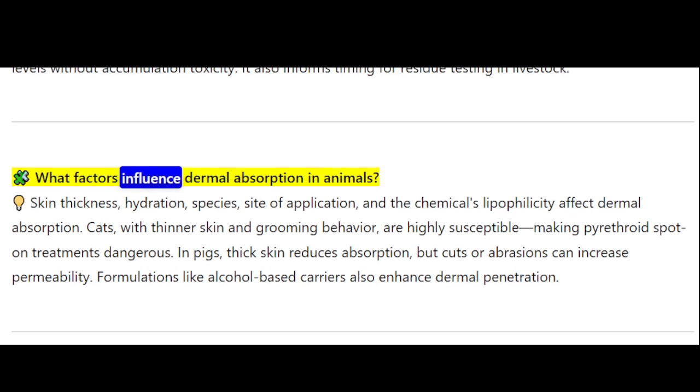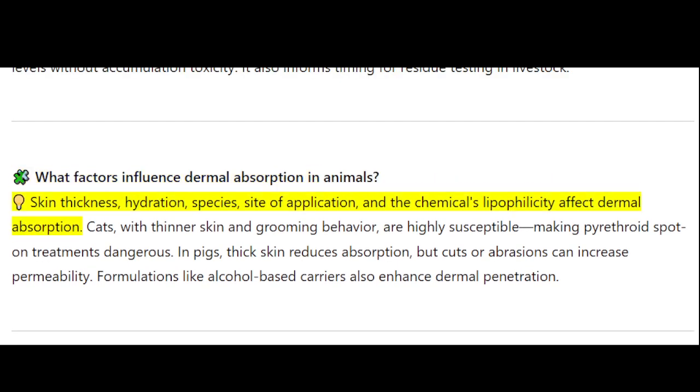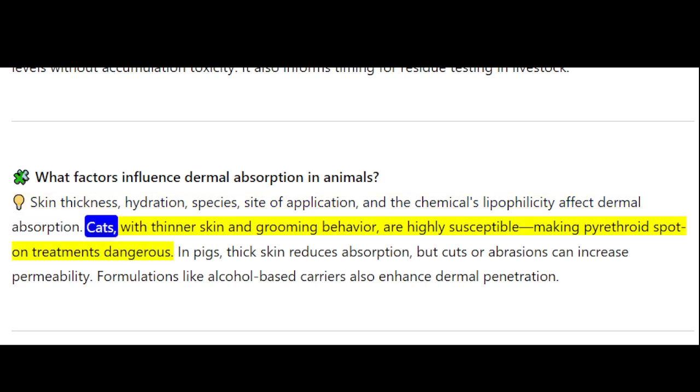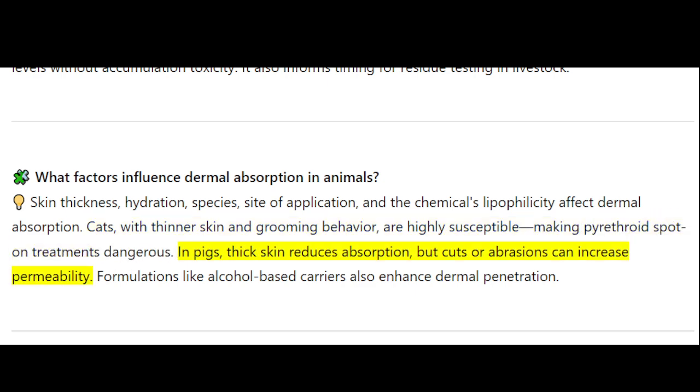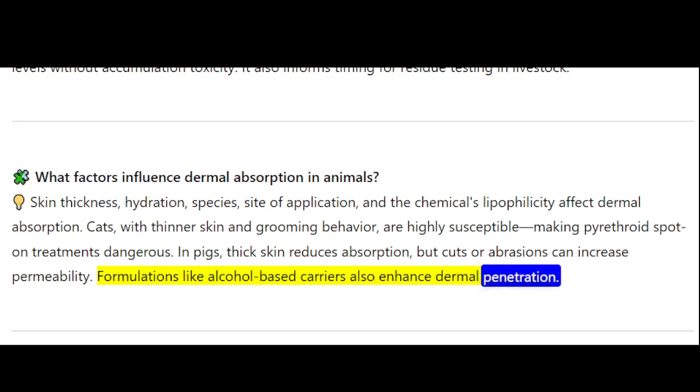What factors influence dermal absorption in animals? Skin thickness, hydration, species, site of application, and the chemical's lipophilicity affect dermal absorption. Cats, with thinner skin and grooming behavior, are highly susceptible, making pyrethroid spot-on treatments dangerous. In pigs, thick skin reduces absorption, but cuts or abrasions can increase permeability. Formulations like alcohol-based carriers also enhance dermal penetration.